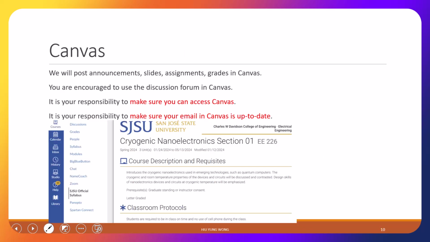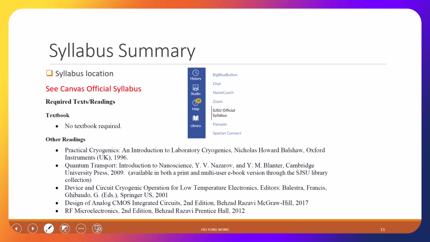Again, Canvas is very important. You need to make sure that you can access it, that you can check all the announcements I put there. I prefer you to email me if you have a question, but if you want to use the messenger or messaging feature in Canvas, it is also fine, right? So no problem, just do that. But definitely everything goes through Canvas.